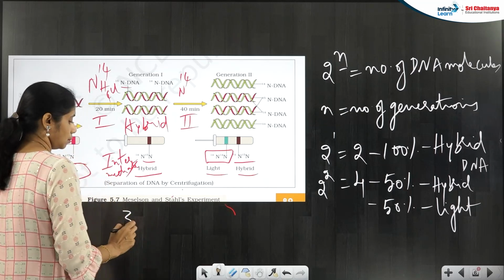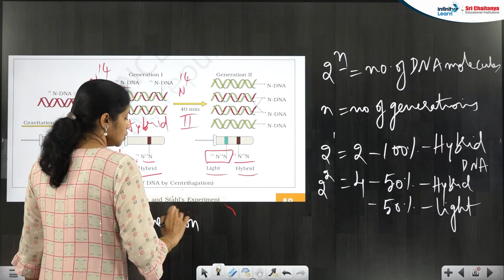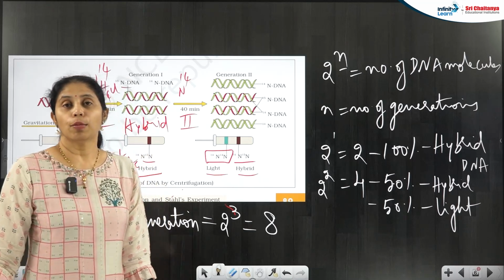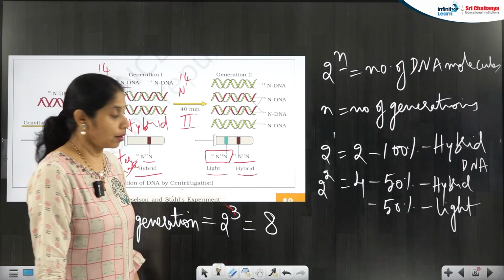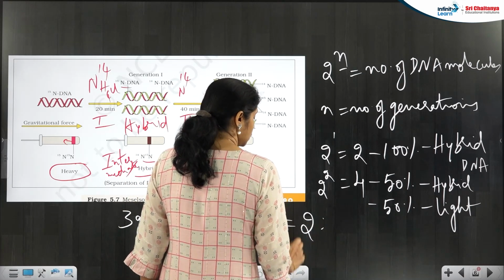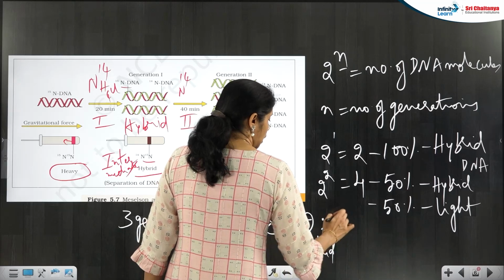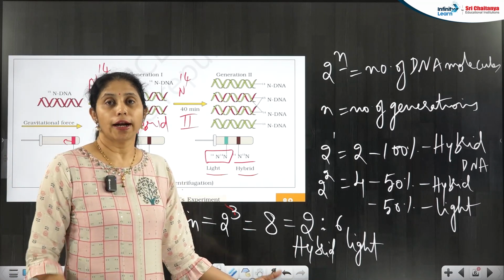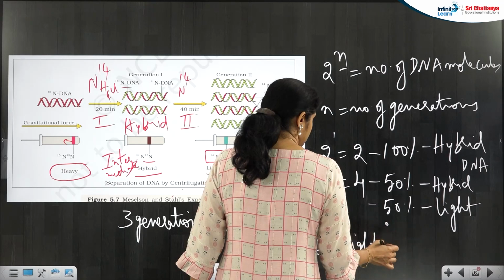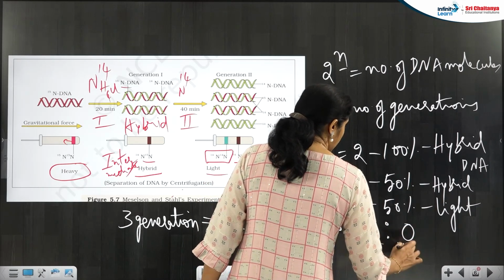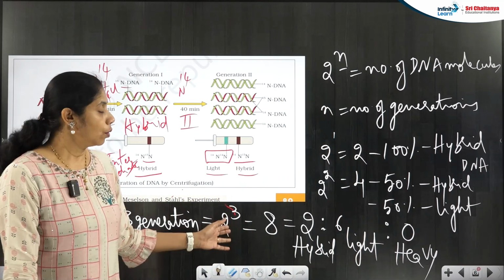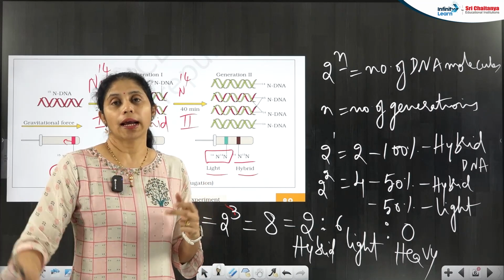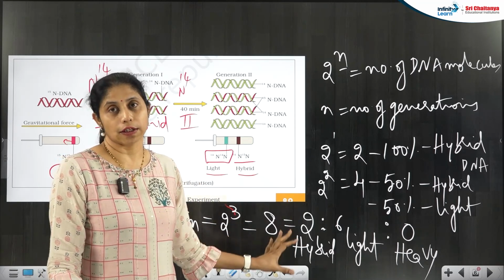Let us see the third generation. In the third generation, what happens? 2 power 3. How many DNA molecules will be there? 8 DNA molecules, with 16 strands. Of those 8 DNAs, 2 will be hybrid. Always 2 will be hybrid, and the rest will all be light. This you have to remember: the heavy nitrogen DNA will always be 0. You can go to the nth generation, and even in the millionth generation 2 will be hybrid DNA molecules and the rest will all be light DNAs. There are no heavy DNAs in this experiment unless you change the medium.